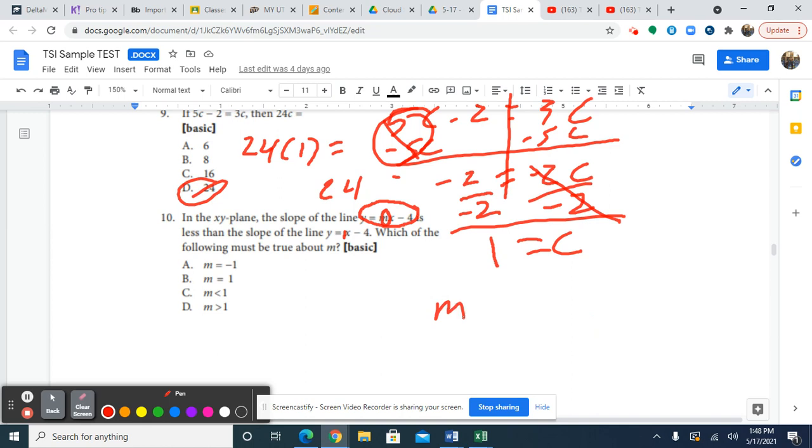If the slope of the line y equals mx minus 4 is less than the other slope for the line y equals x minus 4, then we're basically saying that m has to be less than 1. So our answer is C.